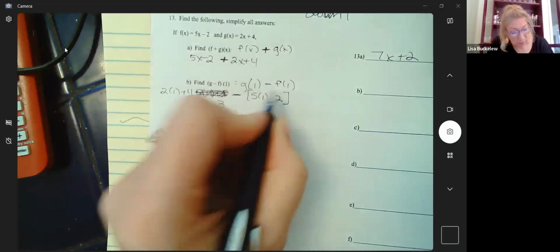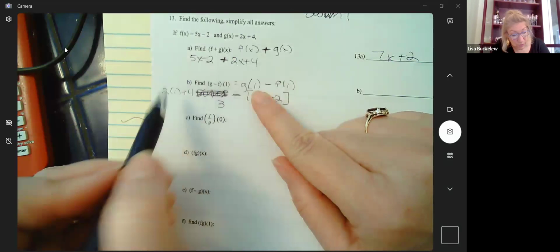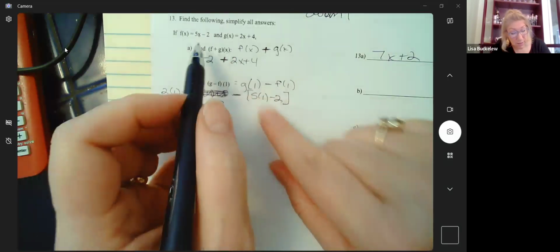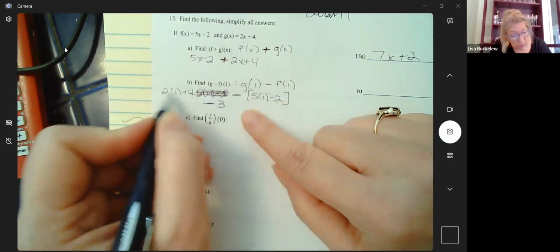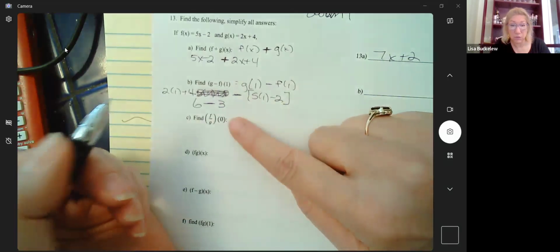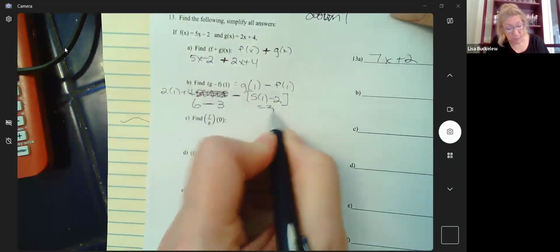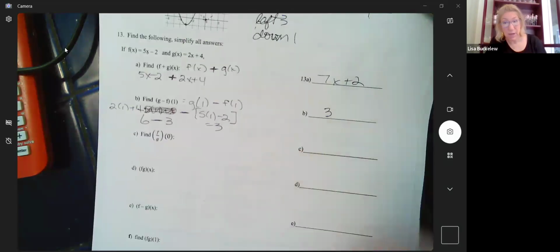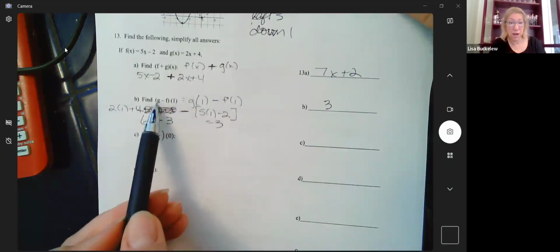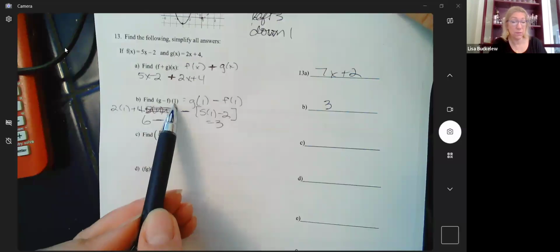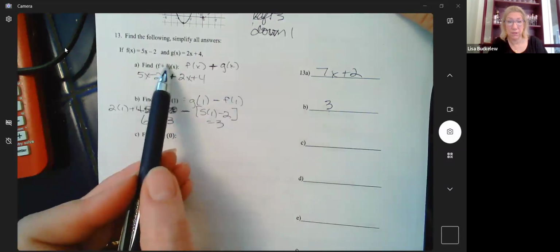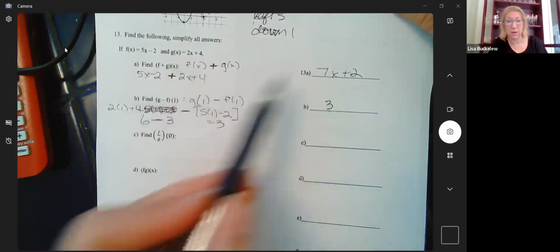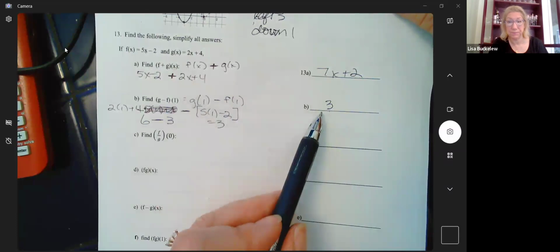I want to make sure and get the order right. G of 1 means I start with this one. 2 times 1 plus 4. And then f of 1 means I do the 5 times 1 minus 2, get those two answers. So this one is 3, 2 times 1 is 2 plus 4 is 6. Then I subtract the answers. So the final answer is going to be 3. So if you have a combination of functions and there's a number showing as input, you should have a single number showing for the output. If x goes in, something with x comes out. If a number goes in, a number comes out.